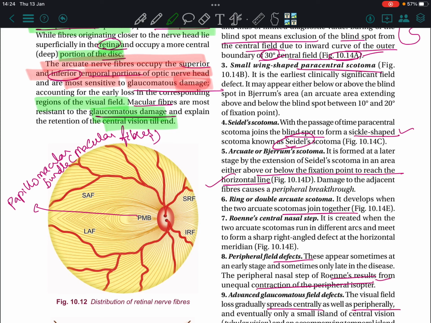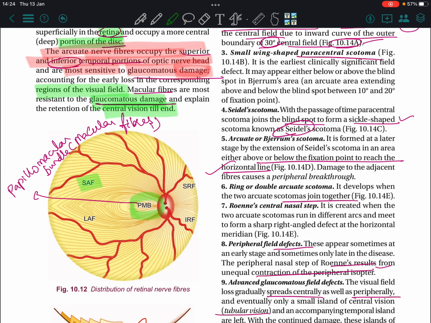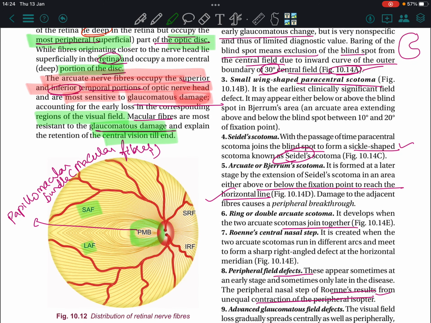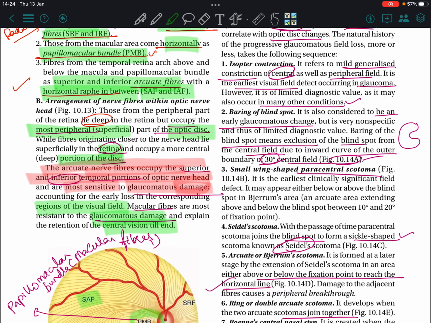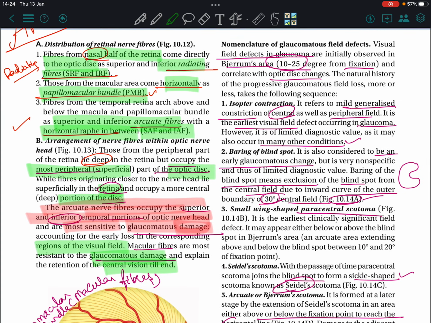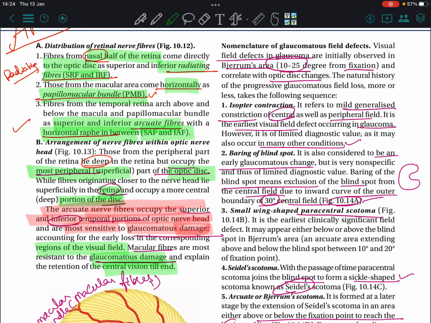Macular fibers and arcuate fibers. Papillomacular bundle. These are superior arcuate fibers and inferior arcuate fibers, and these are superior and inferior arcuate fibers. This is macular fibers. The first ones to be affected are arcuate fibers, but the macular bundle remains. It provides resistance to glaucomatous changes.